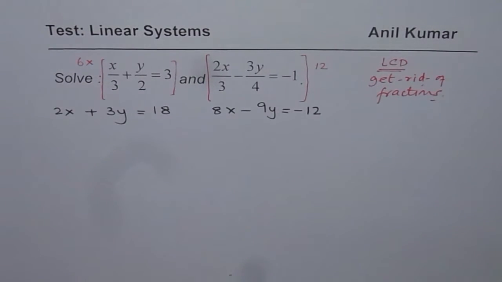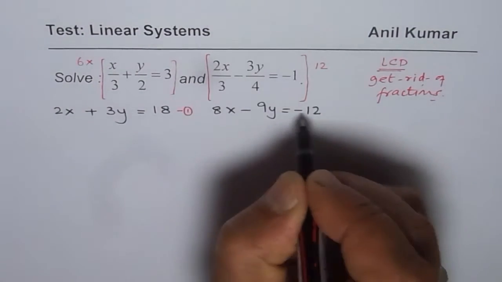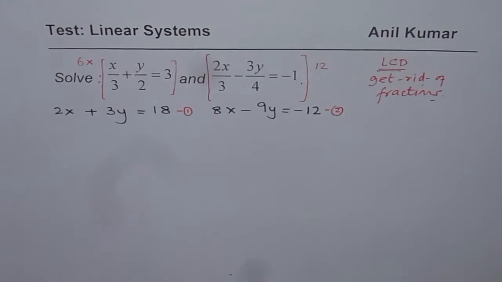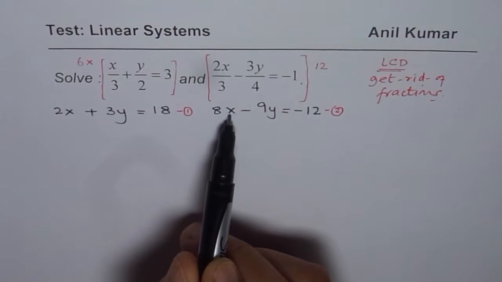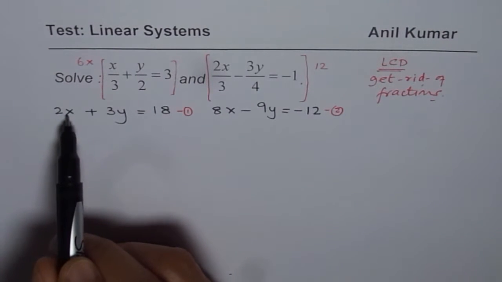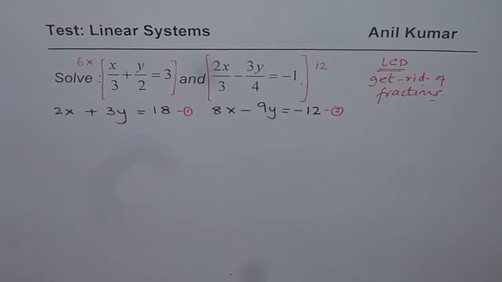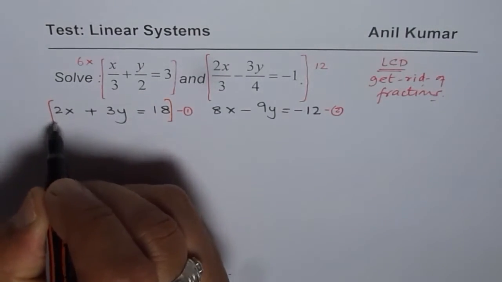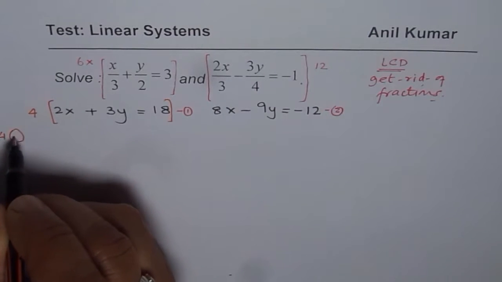Now it is simpler to solve these equations. Let's number them. Let us say this is our equation number 1, this is equation number 2. We'll adopt the method of elimination in this case. Equation 2 has got 8x. We can make the coefficient of x as 8 for equation 1 if I multiply all this by 4. So we will have 4 times equation 1.